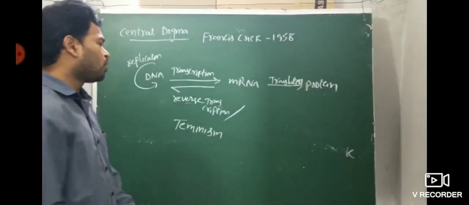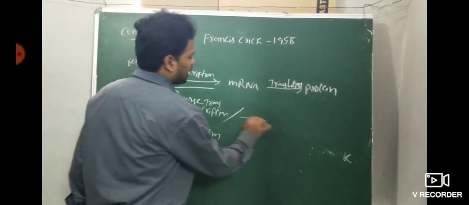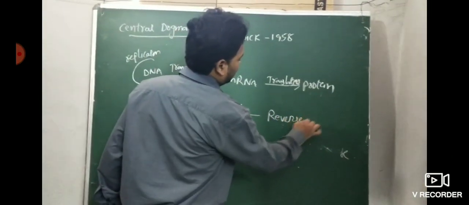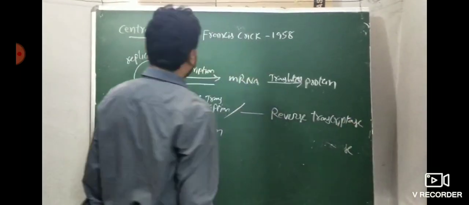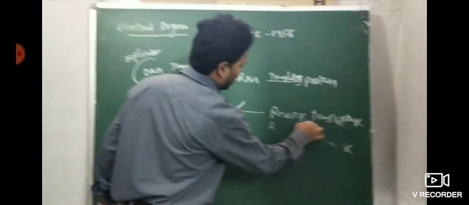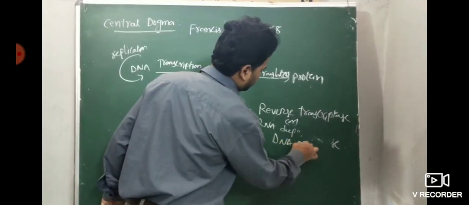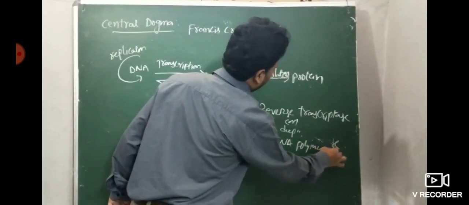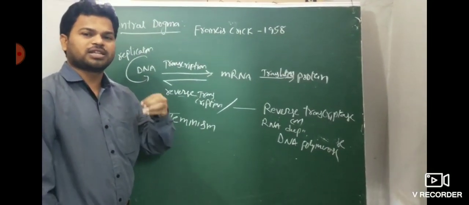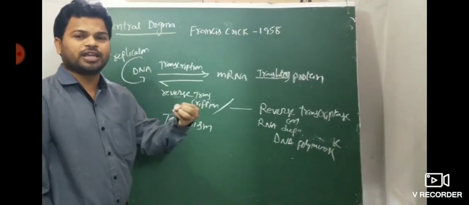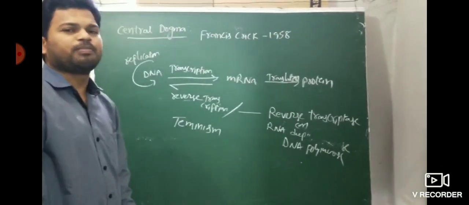Then what enzyme is involved in reverse transcription? Name the enzyme involved in reverse transcription. That is reverse transcriptase enzyme. Reverse transcriptase is RNA dependent DNA polymerase. So this is nothing but reverse transcription or Temin-ism. The flow of genetic information is in reverse direction, mRNA to DNA. The enzyme involved in this process is reverse transcriptase or RNA dependent DNA polymerase enzyme.